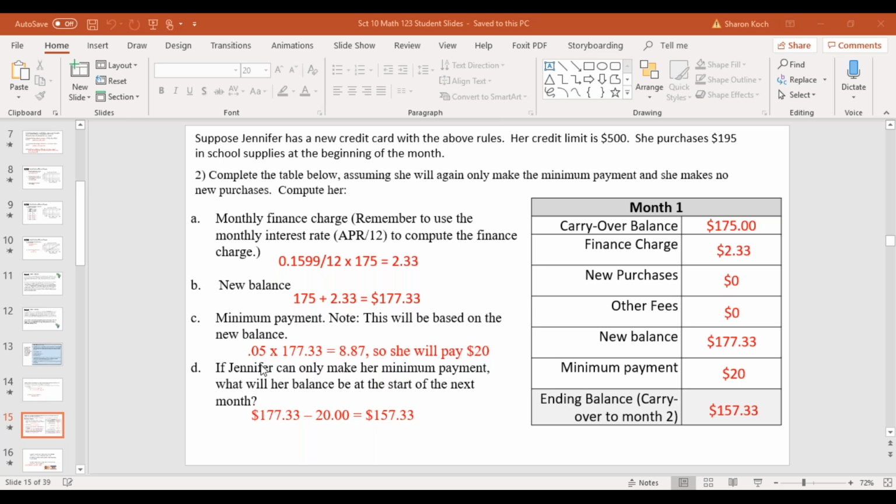Once again, if I calculate 5% of that, that's only $8.87, so her minimum payment has to be that $20. Once she pays that $20, remember that $20 first goes to pay that finance charge. Whatever is left over goes to pay off the balance. That's why we're taking $20 off this new balance, and she is left with $157.33.